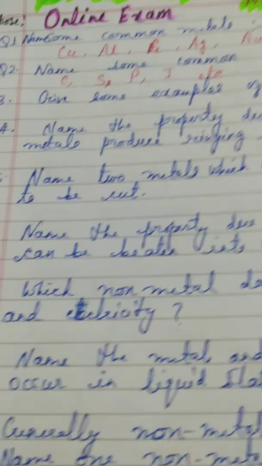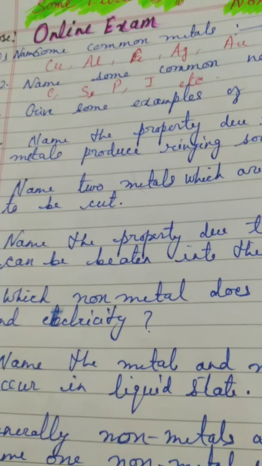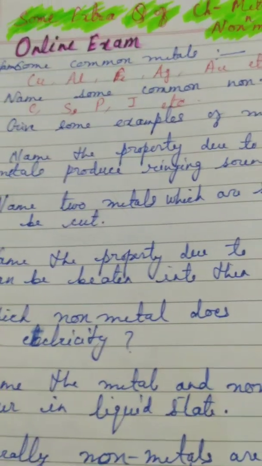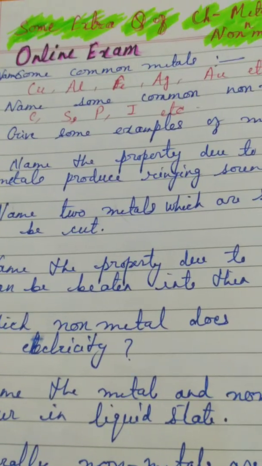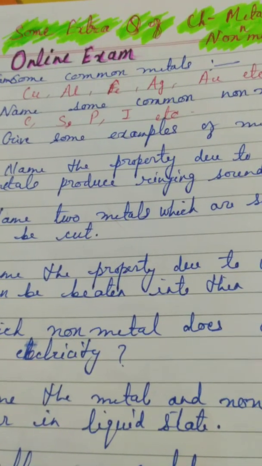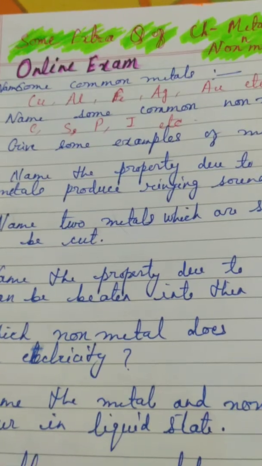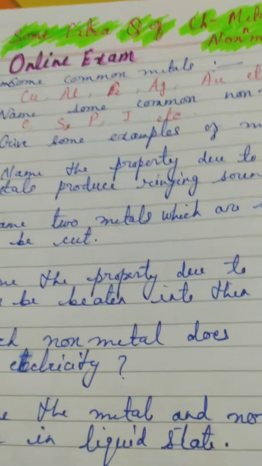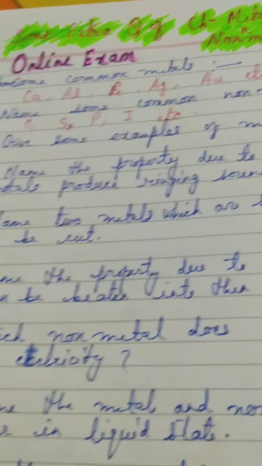Then question number 4, name the property due to which the metals produce ringing sound. It is nothing but the property of sonority, or being sonorous. Metals only are sonorous. When they are hit or beaten, they produce a ringing sound, and that is why they are used in making musical instruments, and also sometimes in making ring bells, etc.